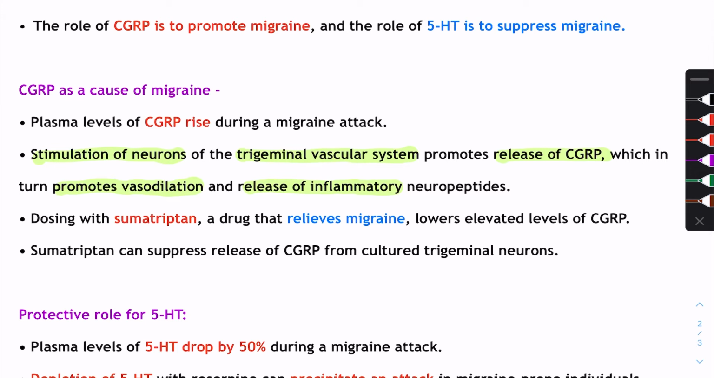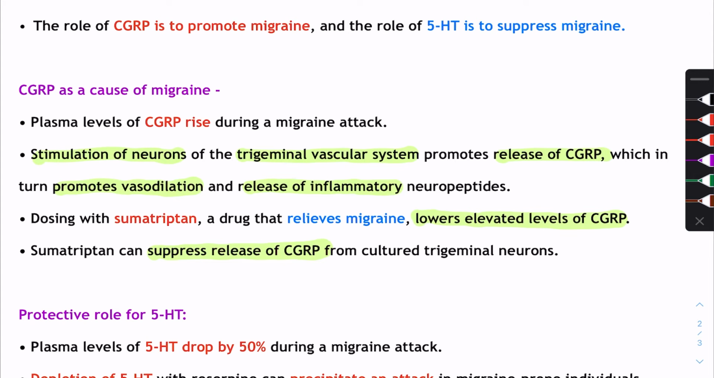Sumatriptan is a specific anti-migraine drug. This sumatriptan is a drug that relieves migraine. Sumatriptan will lower the elevated levels of CGRP. Thereby sumatriptan will suppress release of CGRP from cultured trigeminal neurons. Please remember, sumatriptan can suppress release of CGRP from cultured trigeminal neurons.